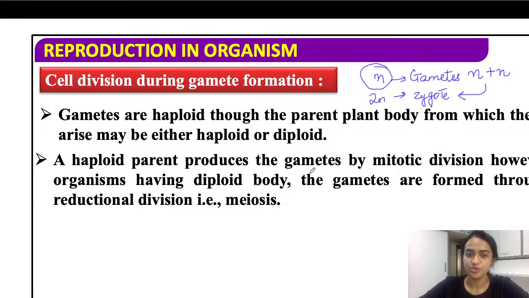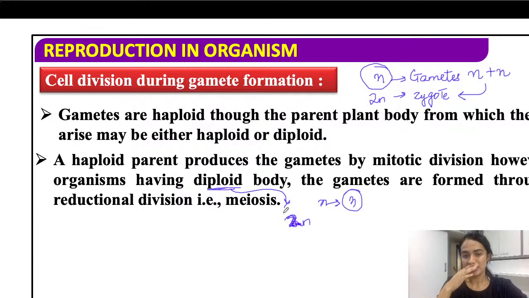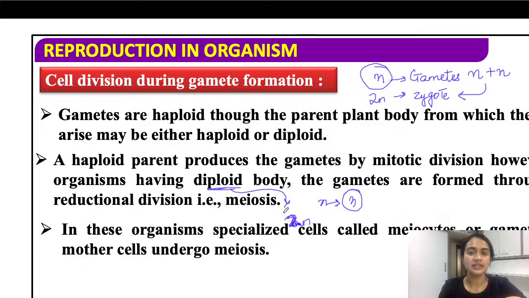A haploid parent produces the gametes by mitotic division. If the parent is haploid, it definitely has to undergo mitotic division because the gamete has to be haploid. And if an organism is diploid, it has to undergo meiosis. If a diploid organism doesn't undergo meiosis, there will be doubling of all the information in the chromosomes, and that will create a problem later. Meiosis is referred to as reductional division since from 2N it is reduced to N. So the chromosomal content is reduced to half.